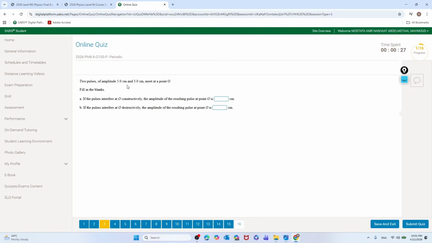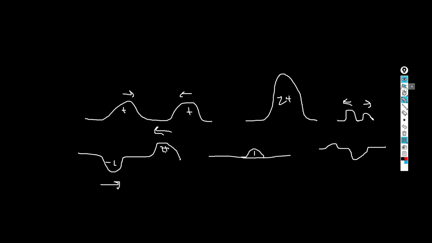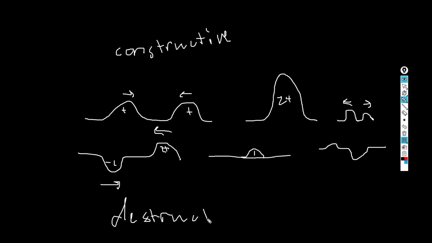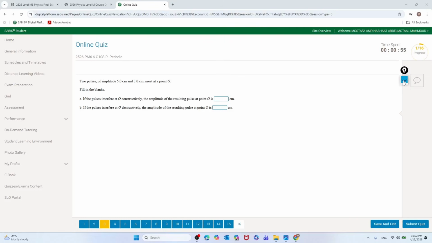Two pulses, amplitude 5 centimeters and 3 centimeters, meet at point O. If pulses interfere at O constructively, so they both help each other. Wait, did I say constructive? Oh yeah, look, guys, it's constructive. This is destructive. Down is destructive, up is constructive. So you just do 5 plus 3, you get 8. And if it's destructive, you do 5 minus 3, you get 2. Okay?